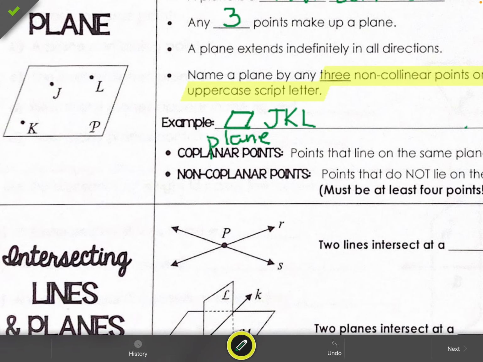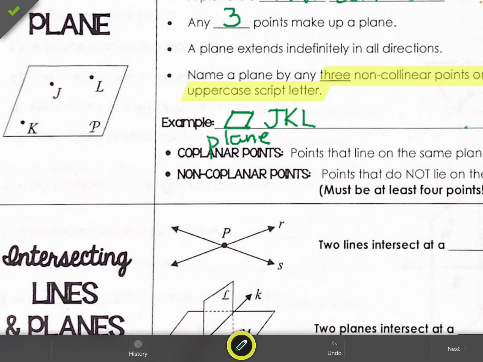Now, the nice thing about this is that's not the only way you could write those 3 letters. If your classmate wanted to call it plane KLJ, perfect. If someone else said, well, I called it LKJ, that's great too. Order doesn't matter when you're putting the letters, so there is more than one correct way to name this plane. So that's with the 3 non-collinear points.